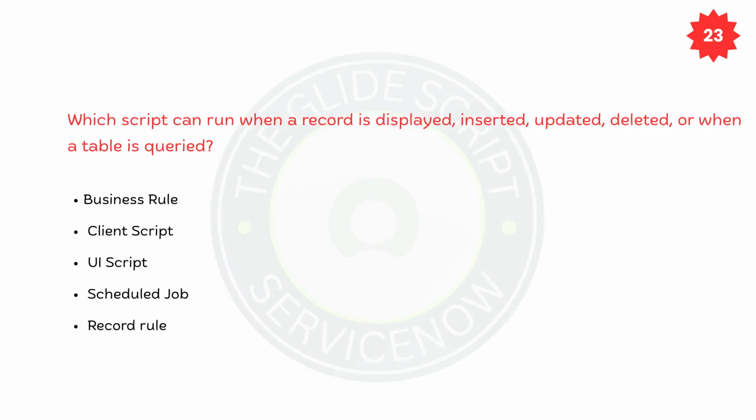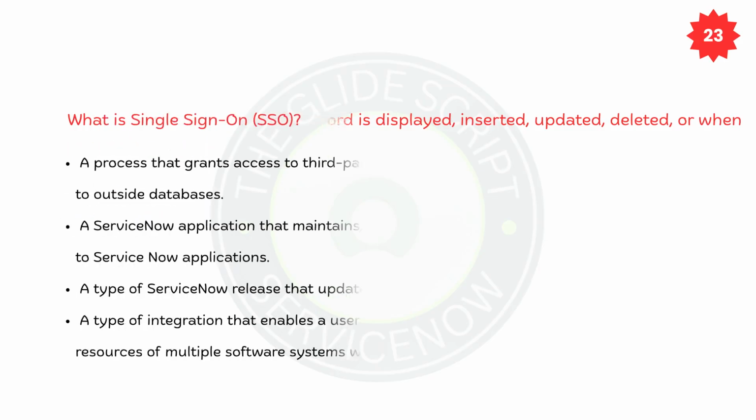Next, which script can run when a record is displayed, inserted, updated, deleted, or when a table is queried? The business rule is the correct one. A business rule is a server-side script that runs when a record is displayed, inserted, updated, or deleted, or when a table is queried. So option number 1 is the correct one.